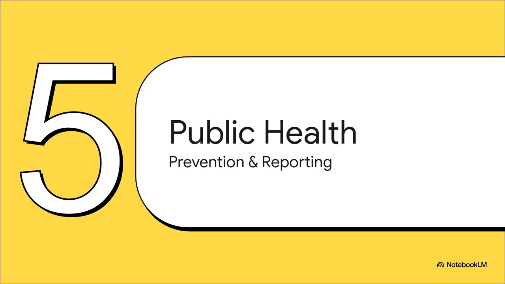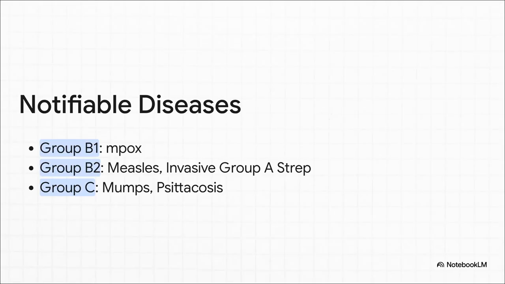All right, managing this condition goes way beyond just treating the patient in front of you. It plugs directly into public health and preventing wider transmission. And this is a really important point for any clinician. Some of the systemic infections that can show up with conjunctivitis, like measles or invasive group A strep, are legally notifiable diseases. You have to report them. It's essential for tracking outbreaks and protecting the community.